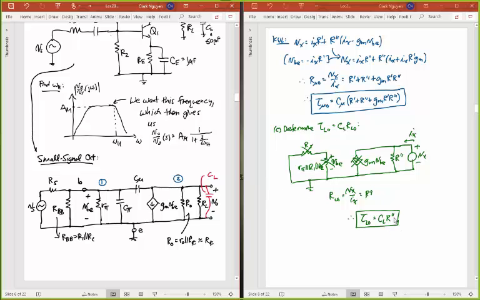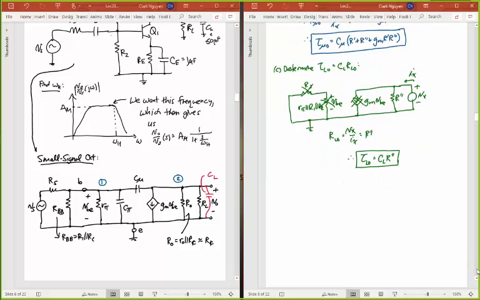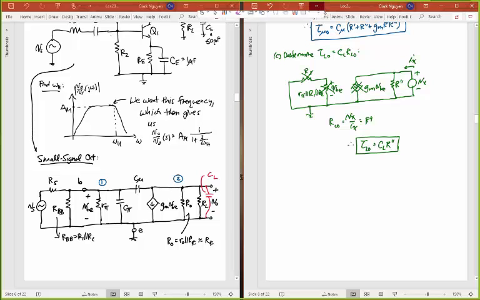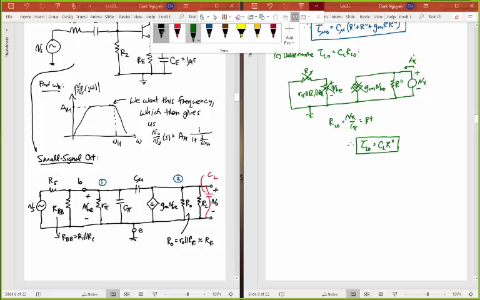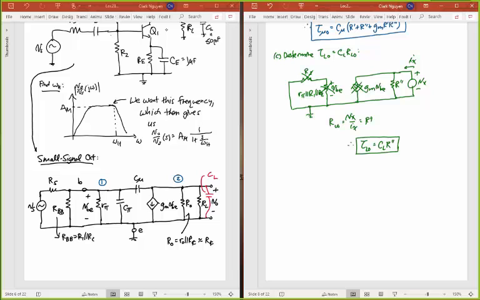So once we've determined all these time constants, now that we've determined all the time constants, I can now write a complete equation for our high frequency cutoff frequency, which is the following.